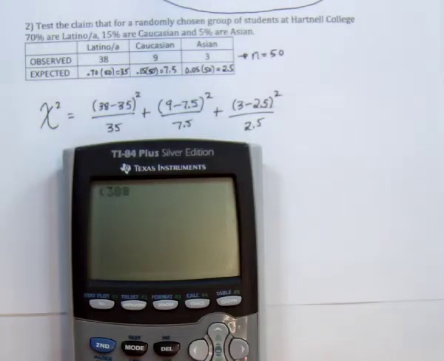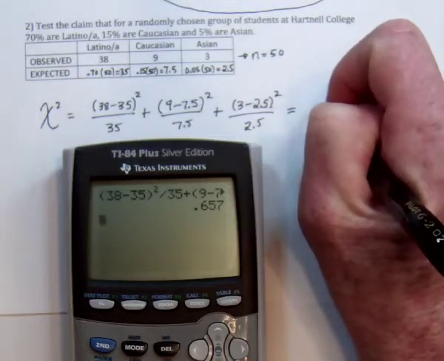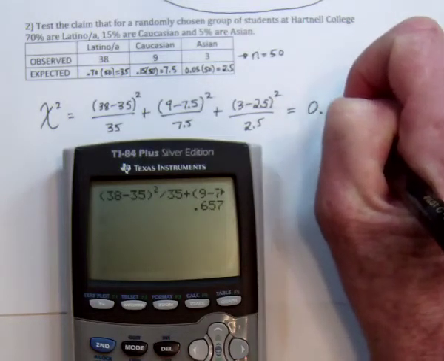So 38 minus 35 is squared and divided by 35, plus 9 minus 7.5 is squared and divided by 7.5, and there's 3 minus 2.5 squared and divided by 2.5. This one looks like it's going to be a fail to reject.